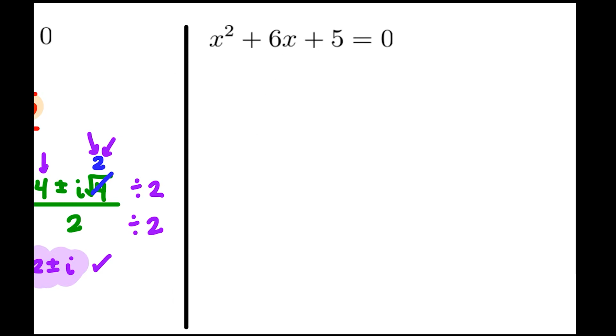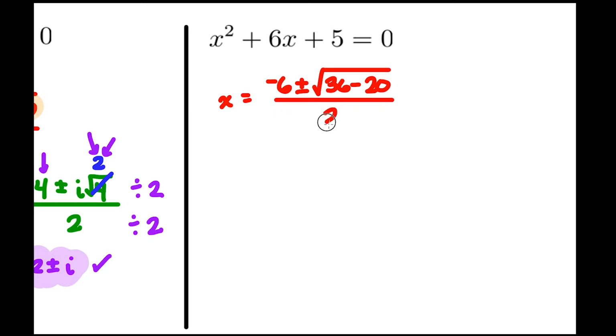All right, so for this one, again, we're going to use the quadratic formula. So we're going to end up having x is equal to negative b, which is negative 6, plus or minus the square root of b squared, which is 36, minus 4ac, which is just going to be 20 in this case, and then we're dividing all of this by 2a, which is 2 times 1, so you just get a 2 here.